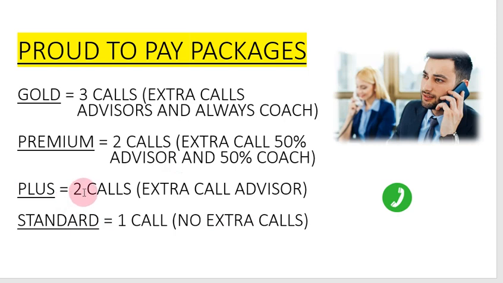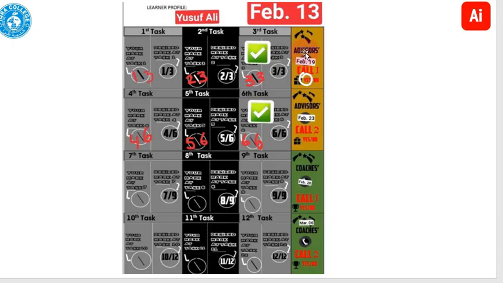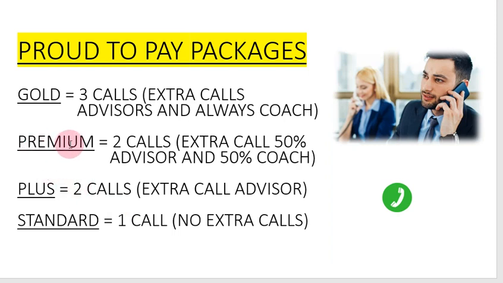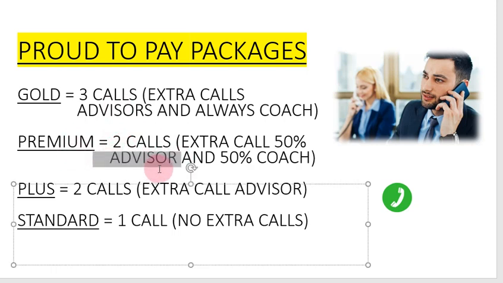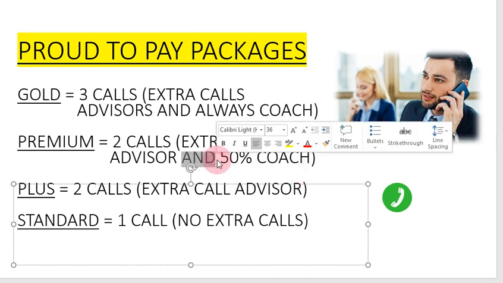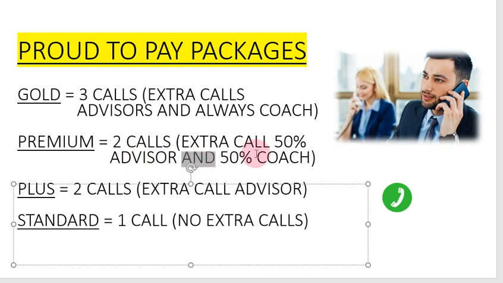Plus means you paid $15 extra, which means you get your regular call plus an extra call with an advisor. So you get your regular call, February 19th. You also get another call. Another advisor will schedule a time with you. So you get 2 calls instead of just 1. And if you paid premium, you get your call plus another call. But sometimes that extra call will be an advisor, sometimes a coach. 50%, 50%. So we'll make sure 50% of the calls will be your advisors and 50% of the calls will be coaches.